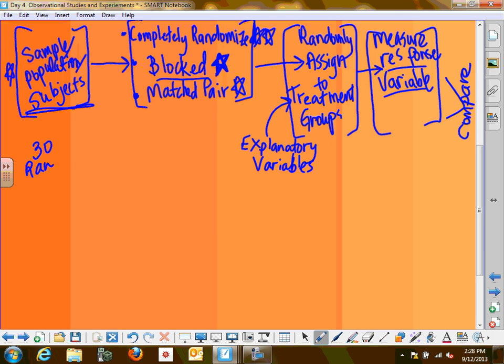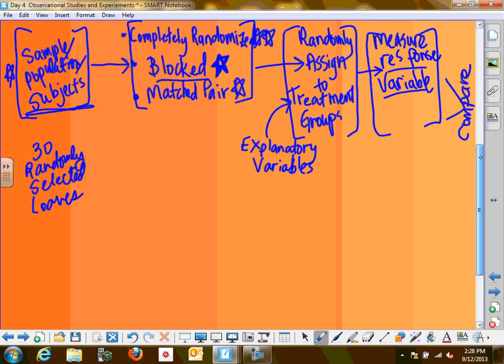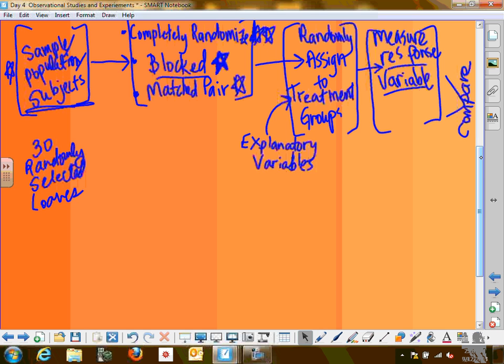30, randomly selected. Why is that important that I know it's randomly selected? Because that affects what I can generalize to. I can generalize to a factory of breads. Whatever. I'm going to have 30 randomly selected, okay? Now what am I going to do?